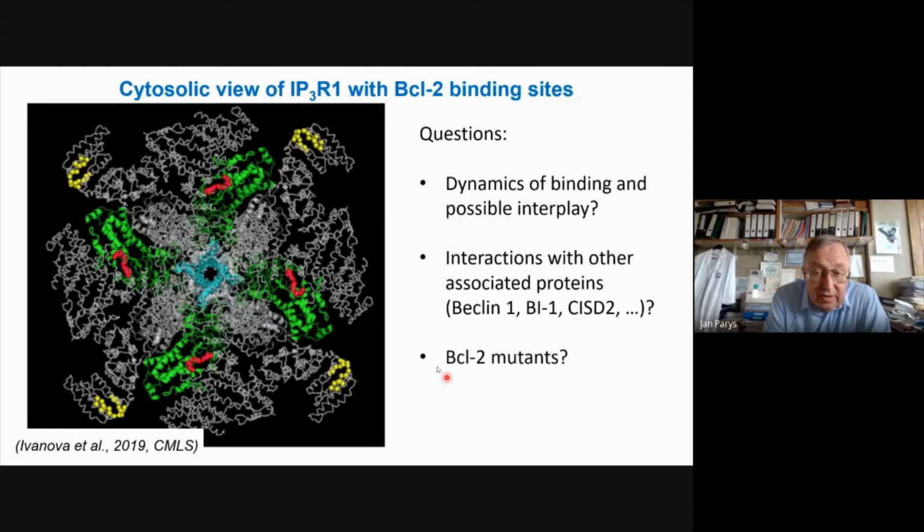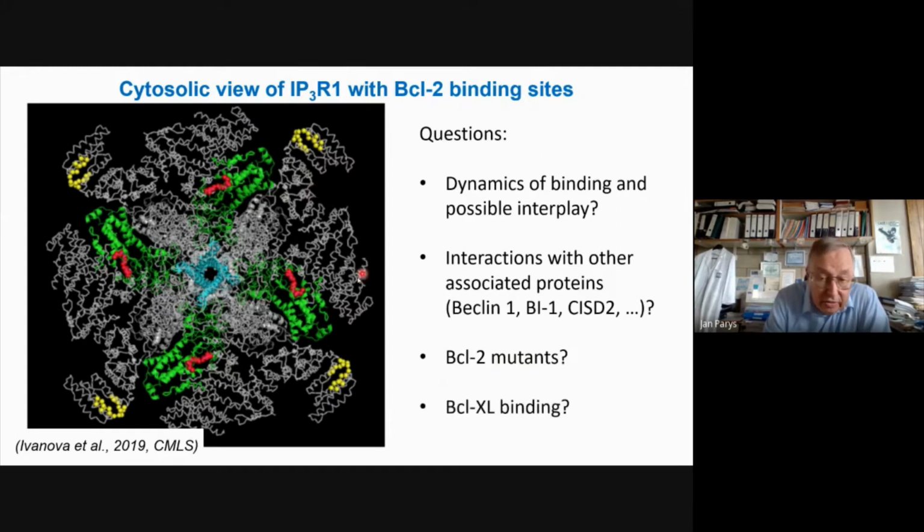The third question is, there exist BCL2 mutants, and it would be interesting to know how those BCL2 mutants will interact with the IP3 receptor. On the one hand, for knowing what those mutants are doing, but on the other hand, obviously, to better understand what happens here in those binding sites on the IP3 receptor.